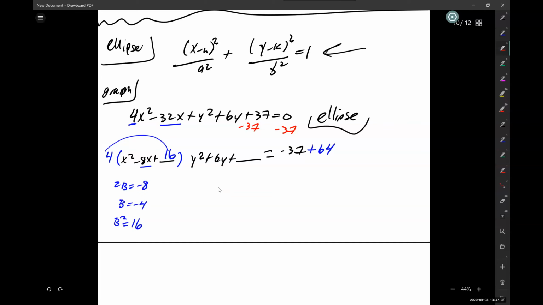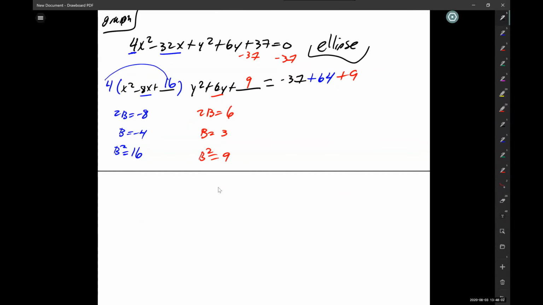Next step, completing the square on y. We have 2b equal to 6. So b is equal to 3. So b squared is equal to 9. We have no multiple here, so whatever I put in that blank spot there, I'm going to put exactly on that blank spot on the right-hand side.